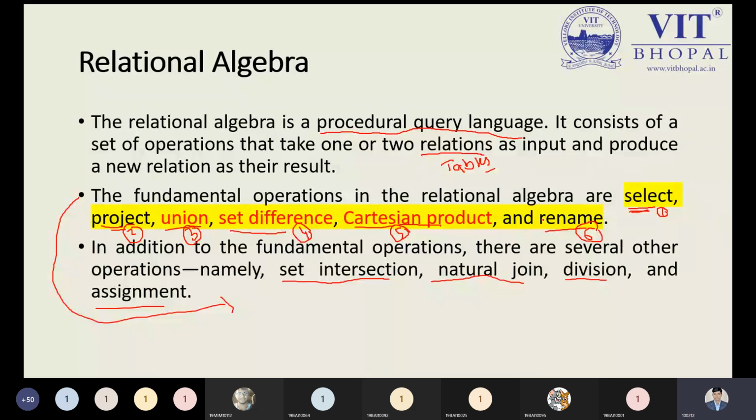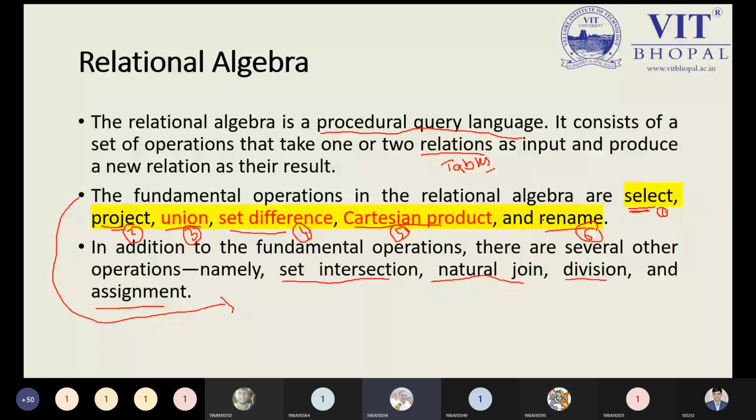Now, can anyone tell me why I have colorized the union, set difference, and Cartesian product, these operation names, in red color, and why select, project, and rename are only in black? Now, can anyone tell me? Maybe because all the operations in red happen on sets. Okay, so I can accept this point. Now, any other detail you are looking for, please?